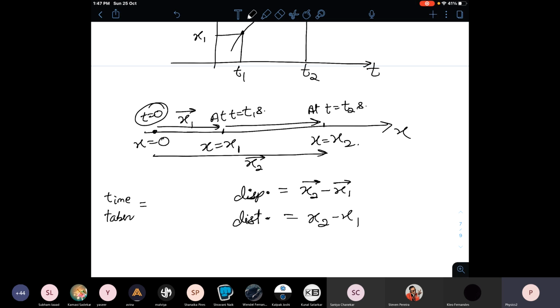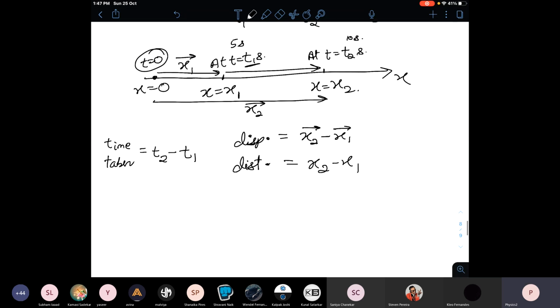So now at t1 seconds, I started measuring the time. Suppose t1 is 5 seconds, just for example. And at t2, t2 is 10 seconds. So what is the time taken to travel this distance? It is 5 seconds. How did you come to that? You came by subtracting final time minus initial time, t2 minus t1. That's it. So this is the time taken.